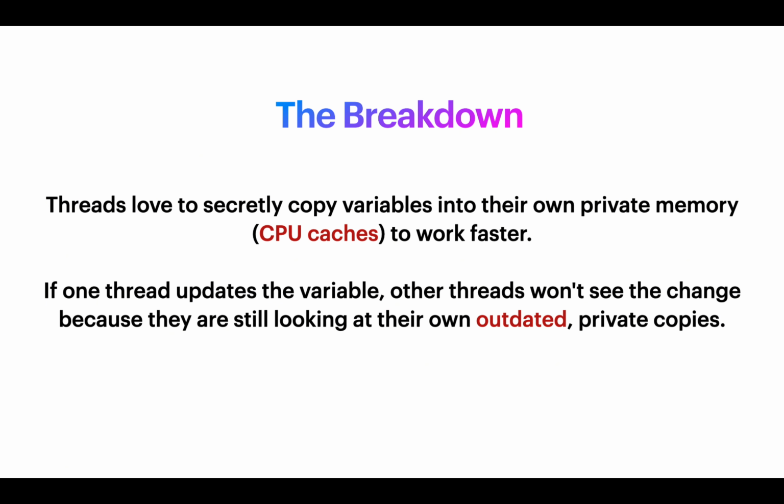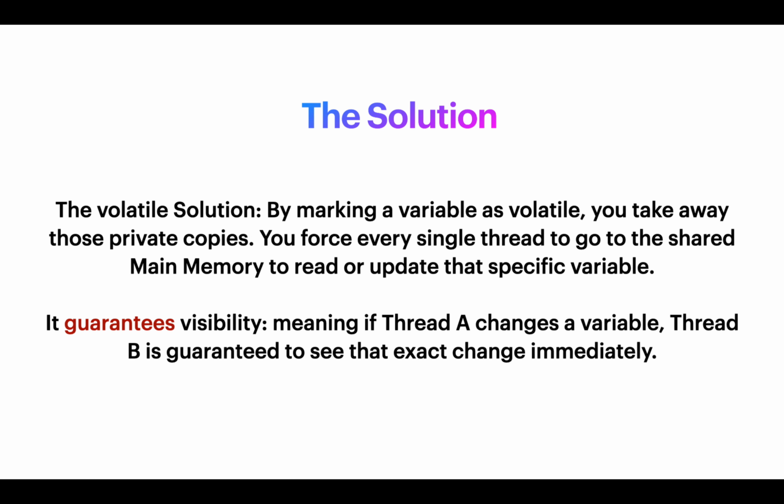So what is the solution for this? The solution is volatile. By marking a variable as volatile, you take away those private copies. You force every single thread to go to the shared main memory to read or update that specific variable. It guarantees visibility, meaning if thread A changes a variable, thread B is guaranteed to see that exact change immediately.